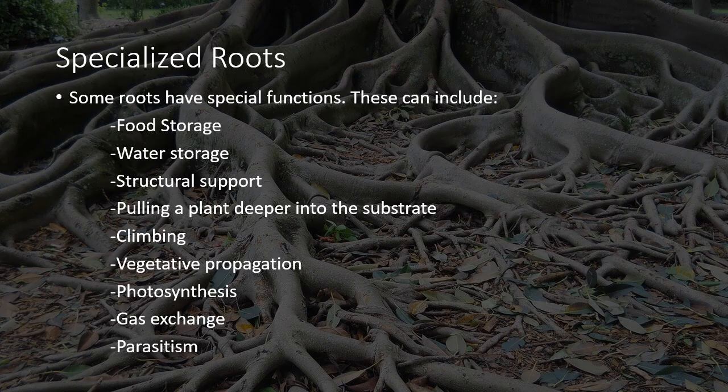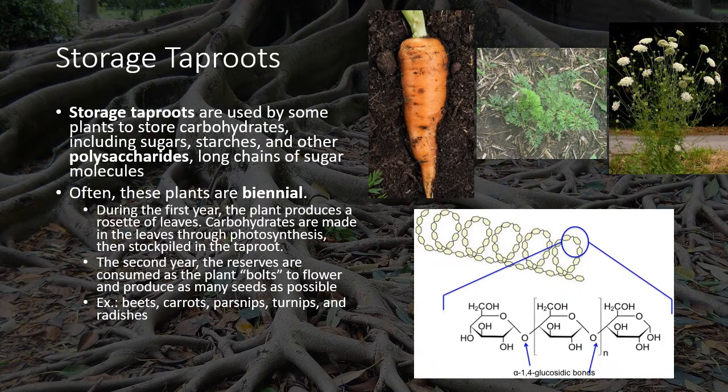Roots can also have a lot of specialized function. I'll save us the time of reading this list and just get right into it. Many plants have storage taproots. These are used to store carbohydrates. Those could be simple sugars. They could be starches or polysaccharides, which are long chains of sugar molecules. If we look down at this bottom diagram, this is a diagram of a starch molecule.